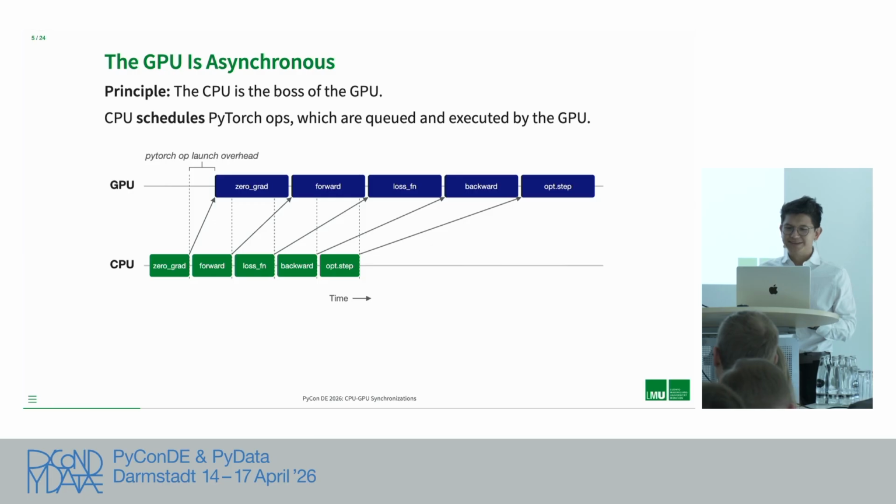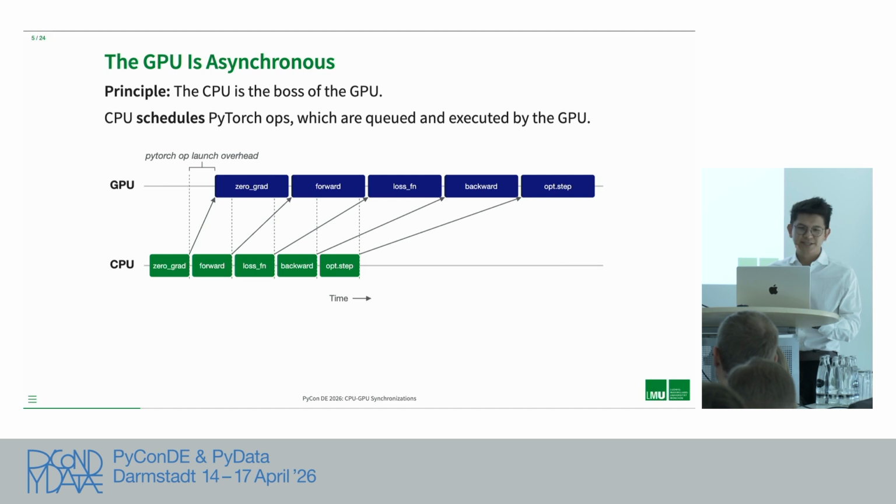Good, so that is the familiar training loop. Now I want to take a step back and explain how the GPU actually works. So how are the CPU and the GPU collaborating? The GPU is actually asynchronous. The principle that you need to keep in mind is the CPU is bossing around the GPU and telling it what to do. What we see here is a timeline with GPU and CPU. And the CPU is scheduling these PyTorch operations to be queued and executed by the GPU.